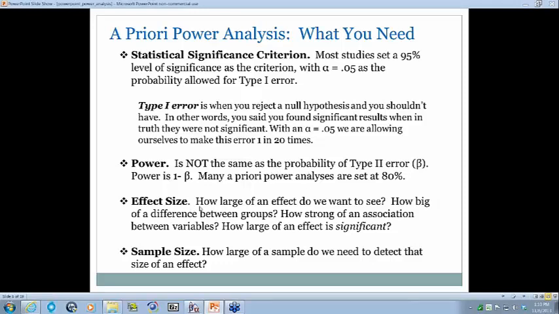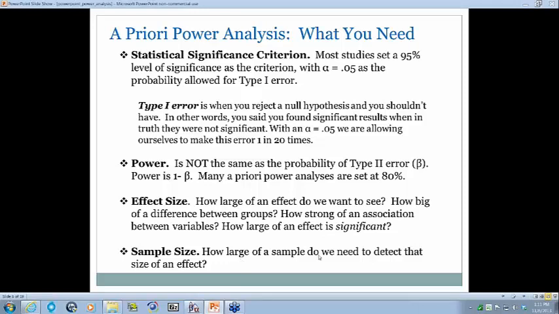Effect size, you need to know that. That's probably the big one. How large of an effect do we want to see? What that means is you might have significant findings, but what are you going to determine to be significant? I mean, do you want it to be a difference of 2 points, a difference of 10%? Do you want it to be a correlation maybe of 0.2 or more? You need to know what size of effect is really going to be significant for you. How strong of an association? How large of an effect is significant? Sample size. You need that to know your a priori power.